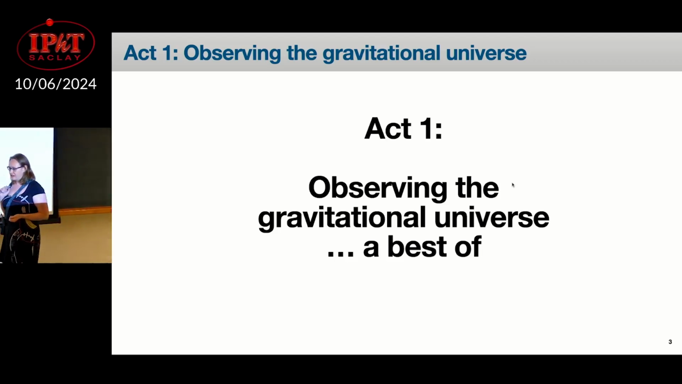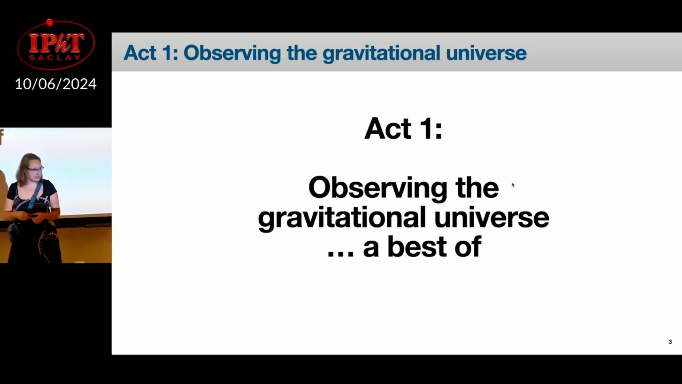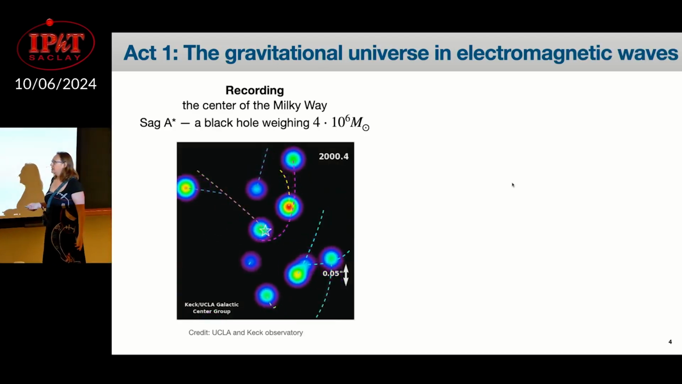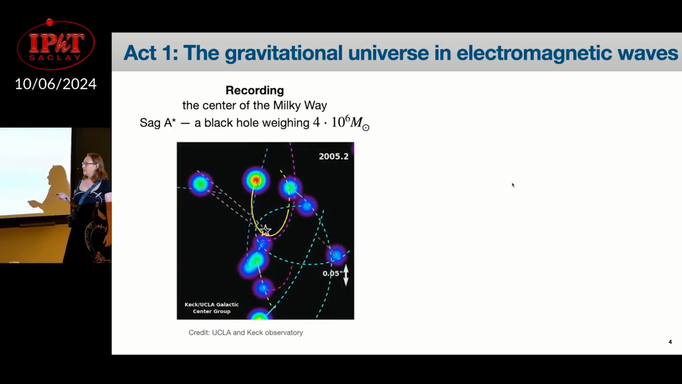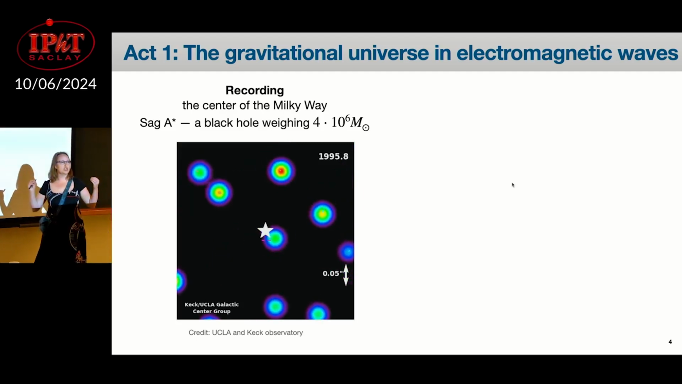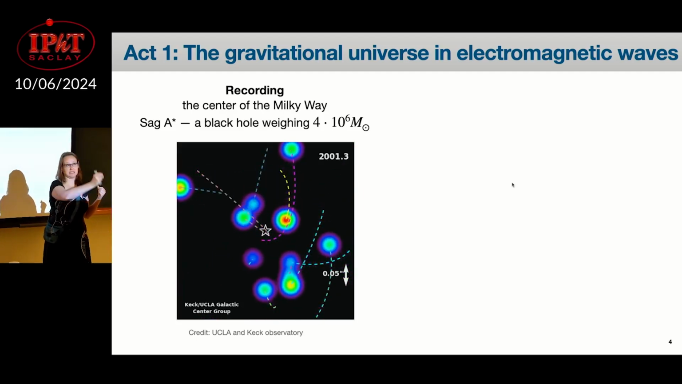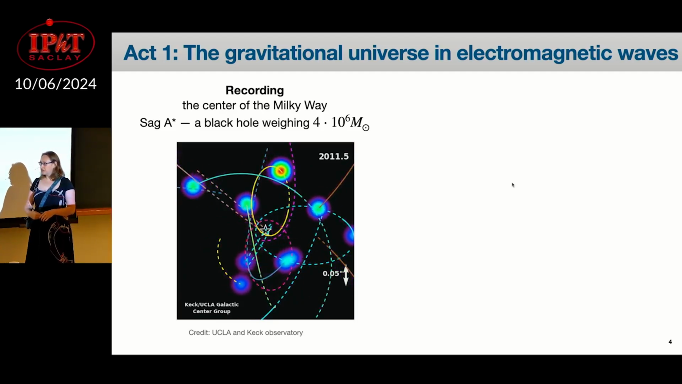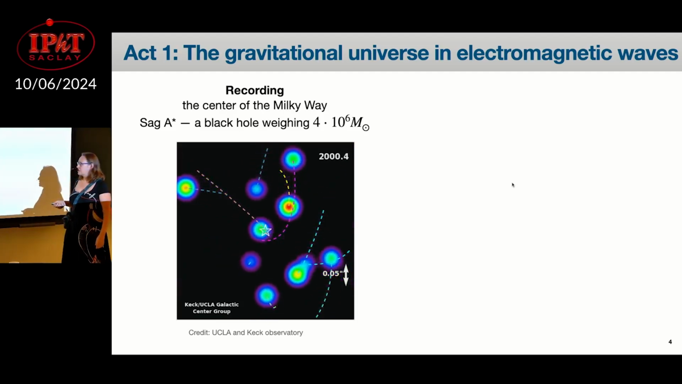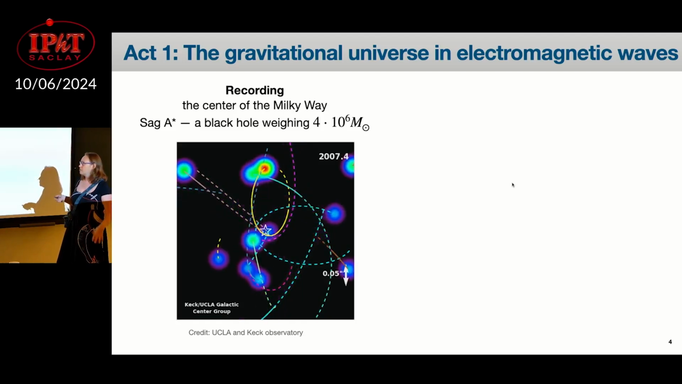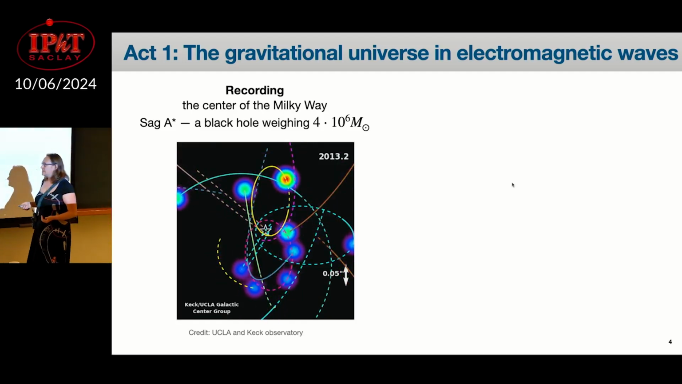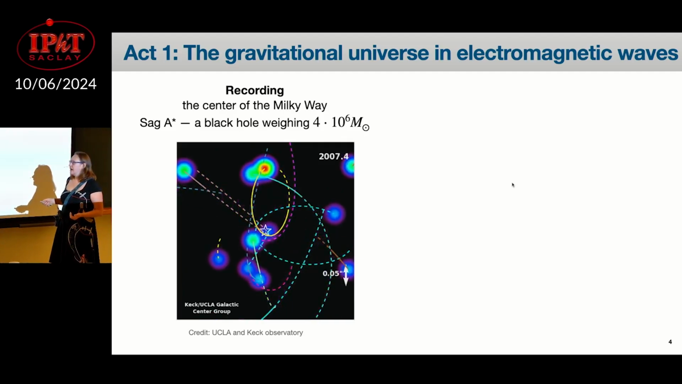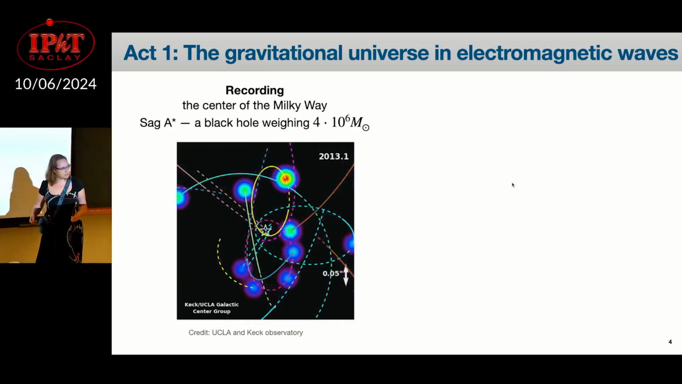Okay, so let's start with observing the gravitational universe, and I actually want to start with electromagnetic observations. Here I'm showing you observations of stars close to our galactic center, taken by the Keck Observatory. If you follow these trajectories, and this was done for more than a decade, you see that they seem to orbit around a compact, massive object.